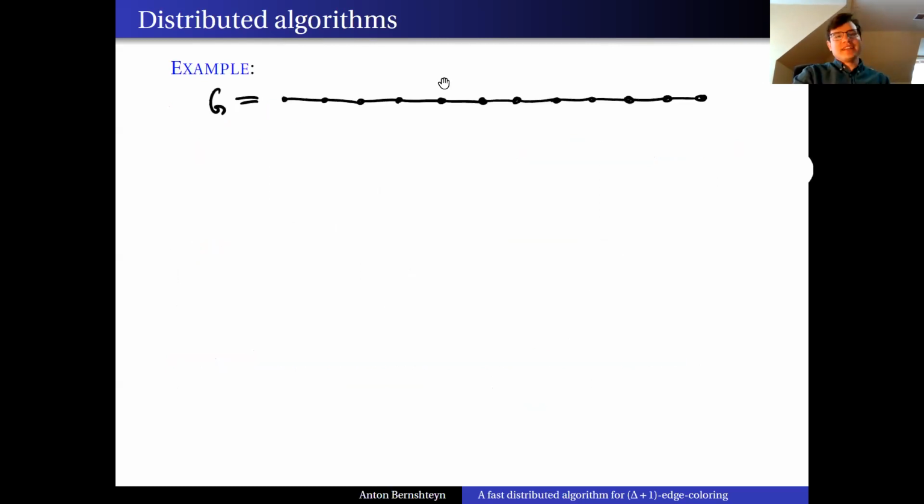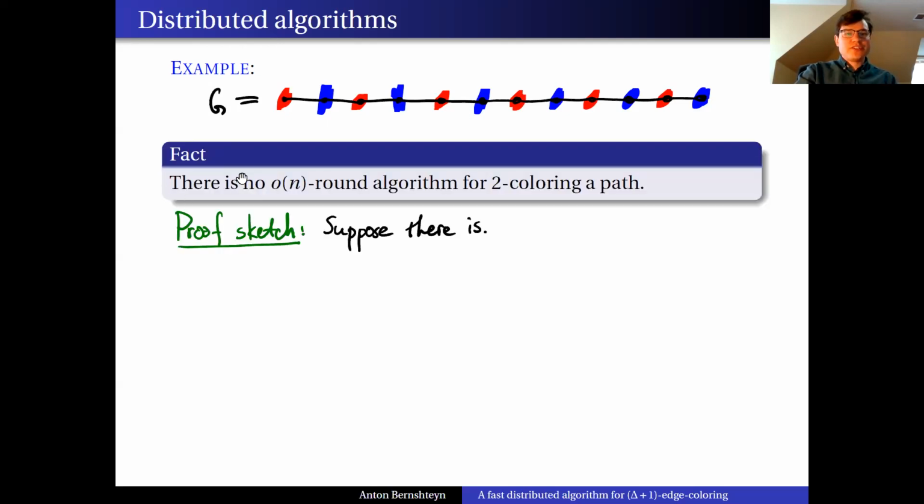So let me give you an example. Here's a very simple graph G. It's a path on n vertices. Of course, this graph is bipartite. Here's a coloring with two colors. However, I claim that there is no algorithm that finds such a two coloring within o(n) rounds. So the diameter of this graph is n, or n over 2, linear in n. And I claim that one cannot do better. No sublinear algorithm can find a two coloring. And the reason essentially is that a two coloring is a very non-local problem, right? The color of one vertex over here already determines the color of a vertex down here all the way in the other part, the end of the path. So here's a sketch of a proof.